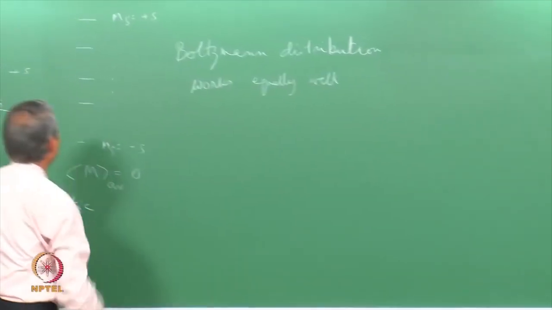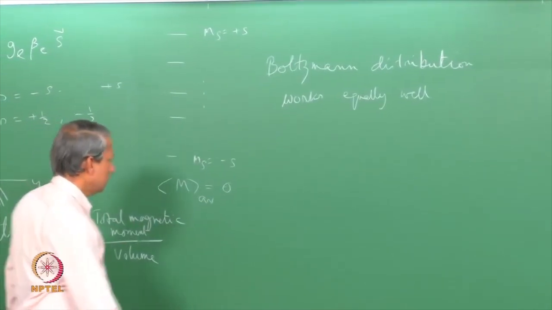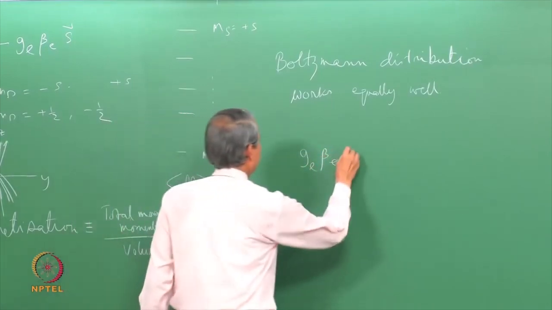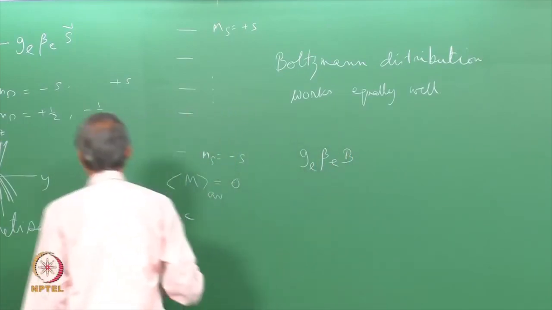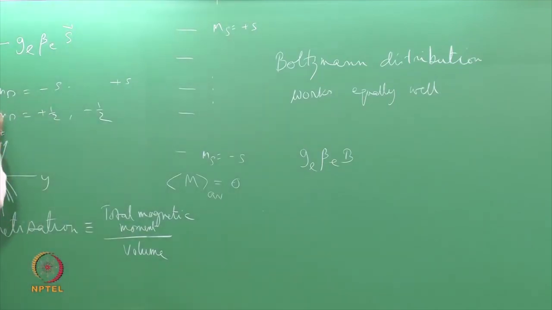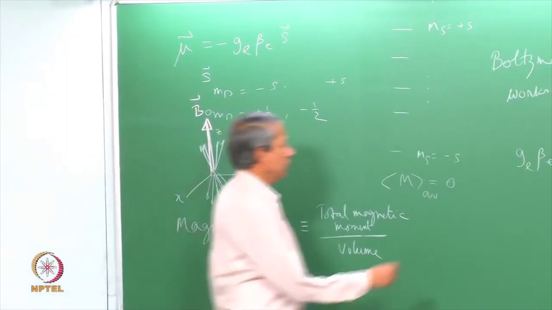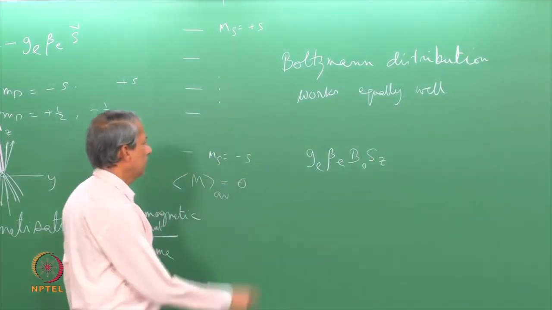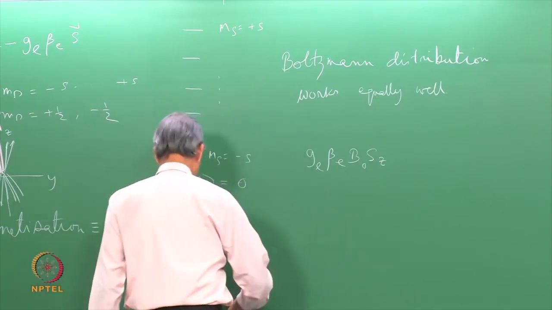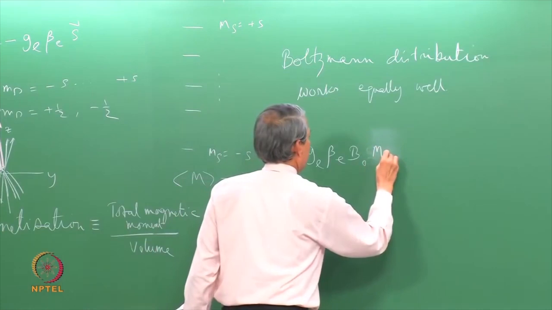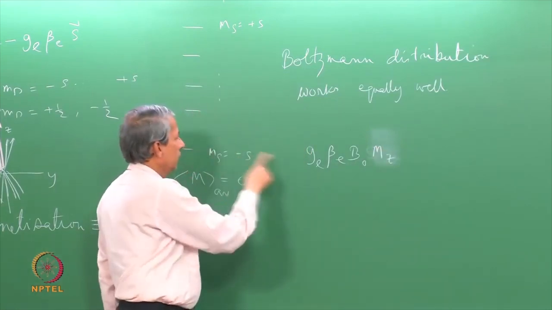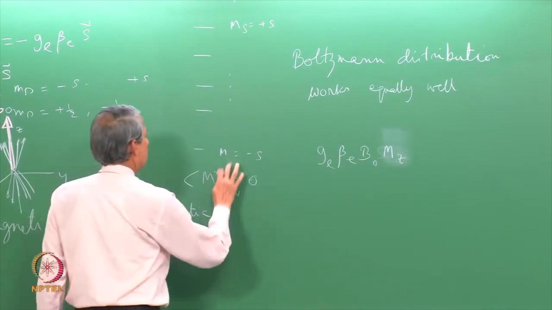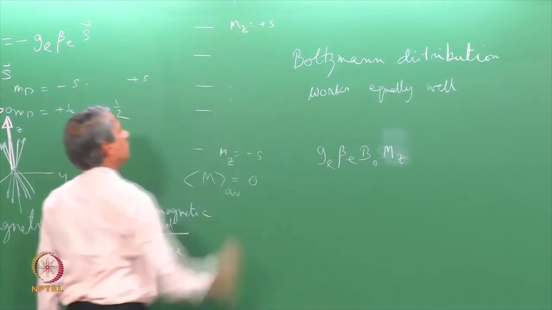Each of these m_s values will have its own energy associated with it, given by g beta B_0 m_z, if B_0 is the magnetic field pointing along the z direction. That is the energy corresponding to the energy level given by the corresponding m_z values. So this should be m_z here and m_z there.